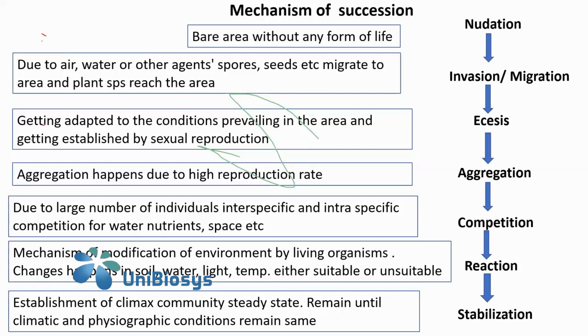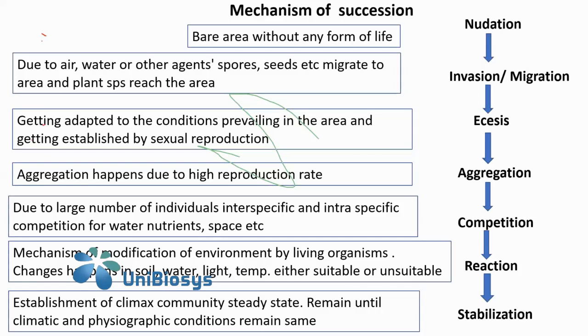Then they started establishing over there. So establishing means first they have to get adapted to that environment, isn't it? So they will get slowly adapted to the environment and they start sexually reproducing, or they start producing the next generation. So you can say that plant or that particular species is established over that. That is known as ecesis.